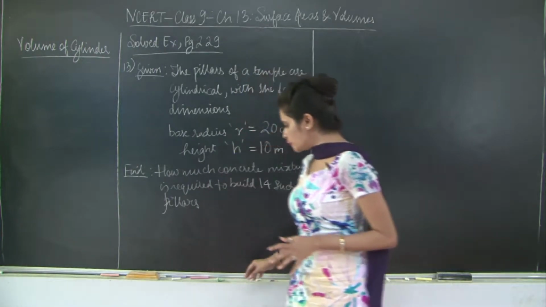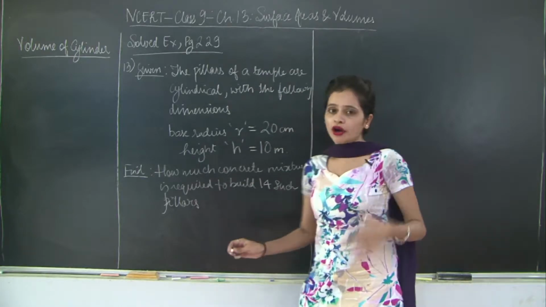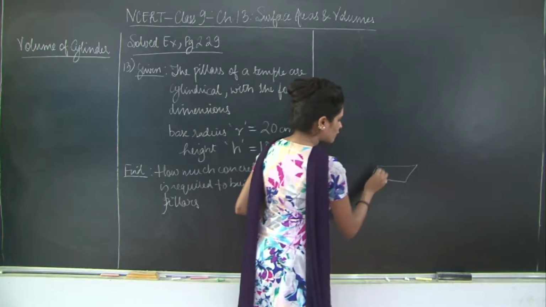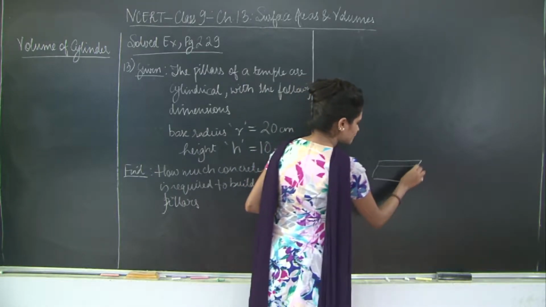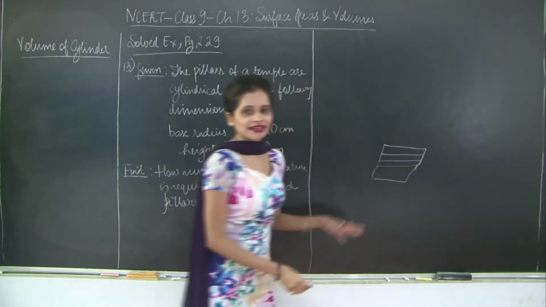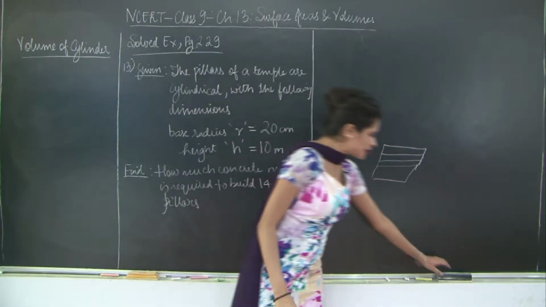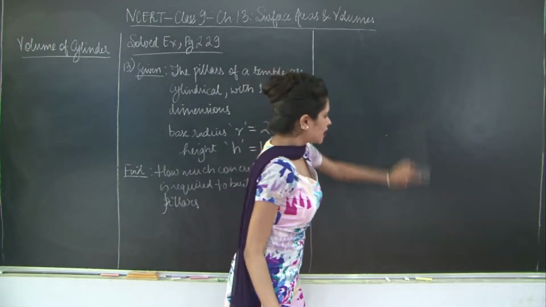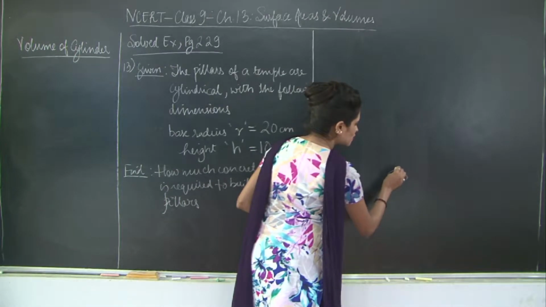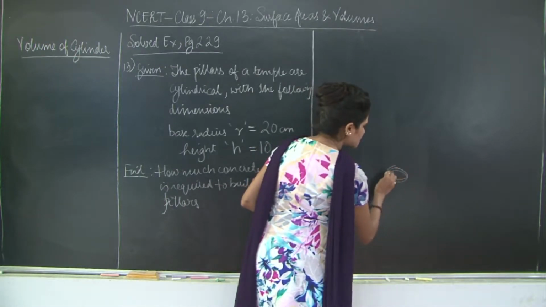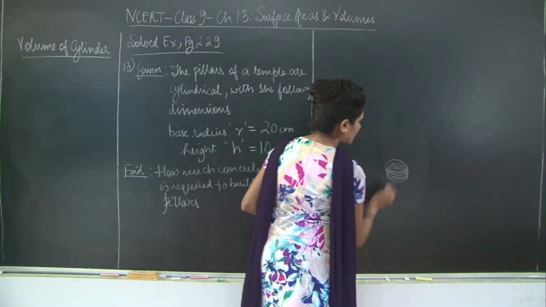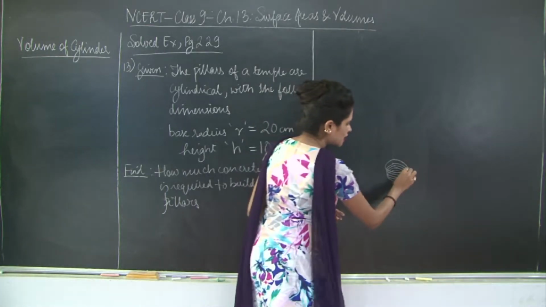Now, the cuboids were made of many rectangles placed one on top of the other, like this, right? Similarly, cylinders can be counted as many circles placed one on top of the other. So this is one circle, this is another circle, circles of equal area placed one on top of the other. So this will give us a cylinder, right?